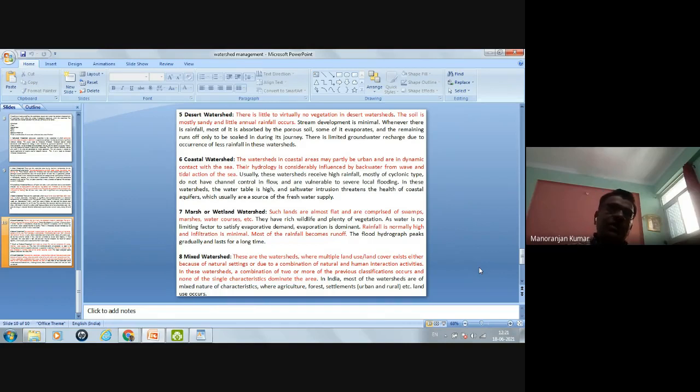Okay. So in this type of watershed, the water table is very high, and also salt water intrusion threatens the health of the coastal aquifer. Okay, and usually these are a source of the fresh water supply. Okay. So this is the coastal watershed. Now, the other type of watershed is the marshy or wetland watershed.